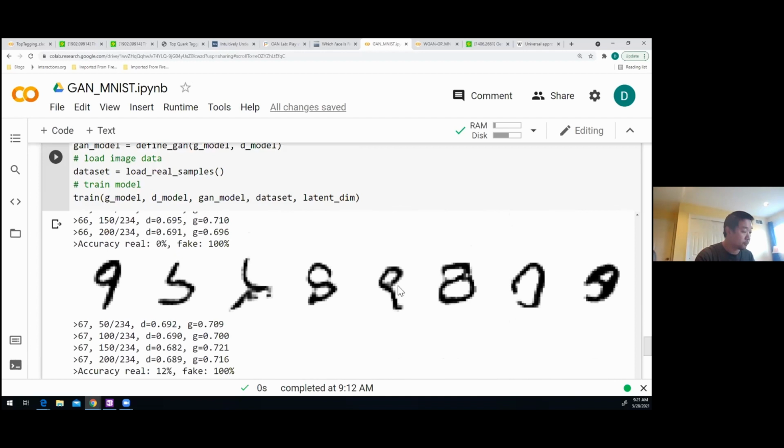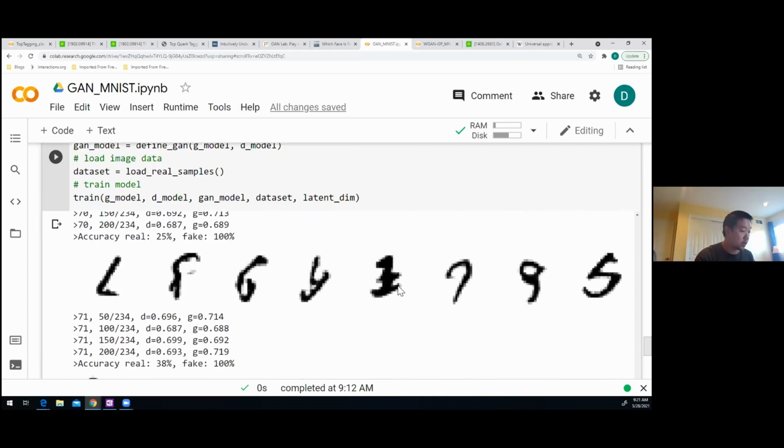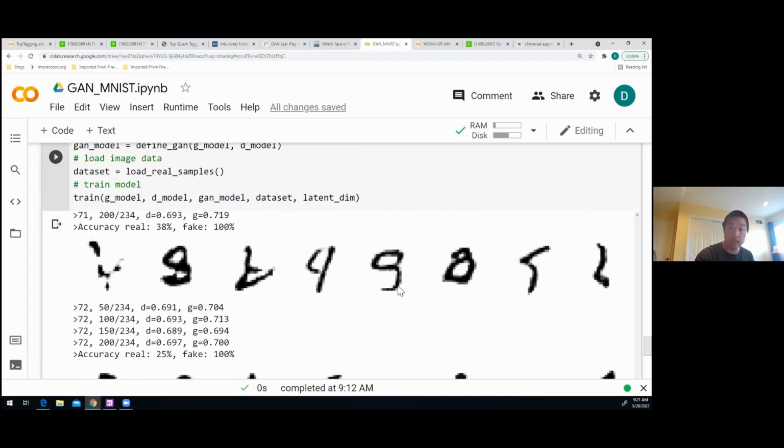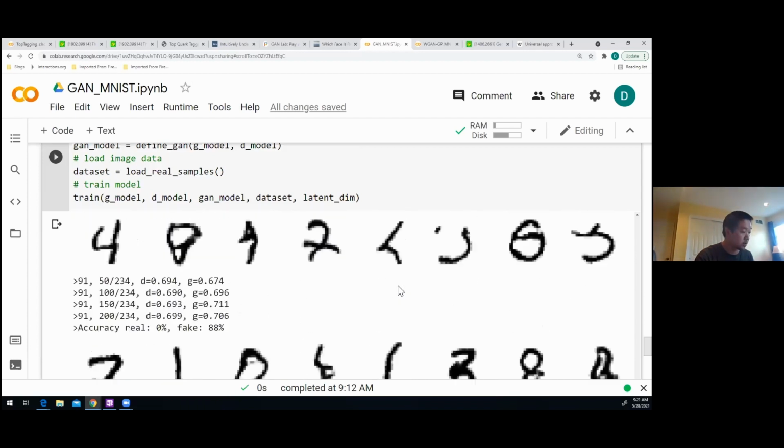Okay. So that's the vanilla GAN trying to generate MNIST digits. Any questions? I think I did this for 100 epochs. We can scroll to the end.